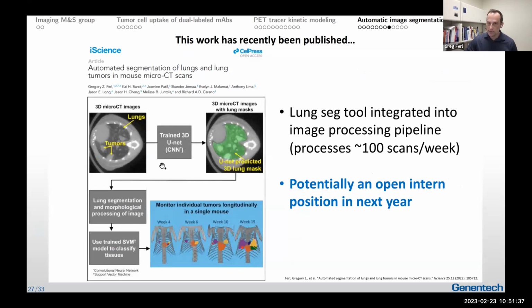This was published recently. A tool like this is, in our environment, very valuable. We need to process about 100 CT scans a week where the lungs need to be segmented. So the lung segmentation tool part of it, this top part here, is used to process about 100 scans a week, which is a huge time savings and increases the quality of the data, because we saw in the manually annotated images that there are errors, there is bias from reader to reader, and these are all well-known things.